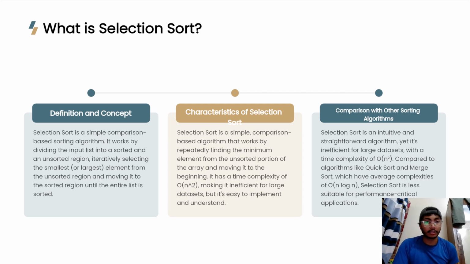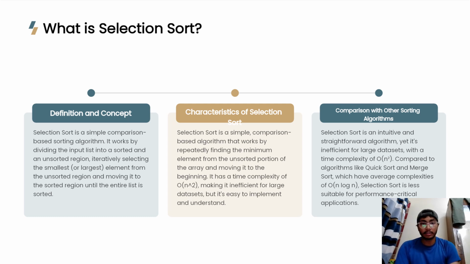What is selection sort? Definition and concept. Selection sort is a simple comparison-based sorting algorithm. It works by dividing the input list into sorted and unsorted regions, iteratively selecting the smallest or largest element from the unsorted region and moving it to the sorted region until the entire list is sorted.